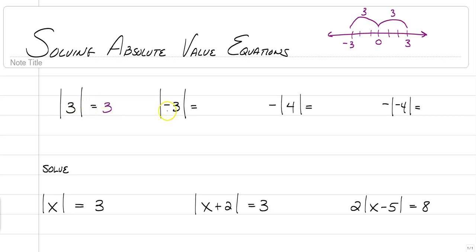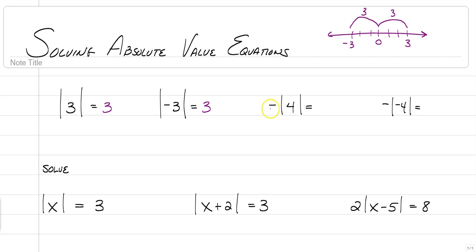What is the absolute value of a negative 3? Well, it is still 3 units away. So now let's talk about what happens when you throw a negative sign out front. So this is just like distributing a negative with parentheses, but you don't distribute a negative to absolute value. So it just looks very similar, but you don't distribute the negative inside of here. You have to leave it outside.